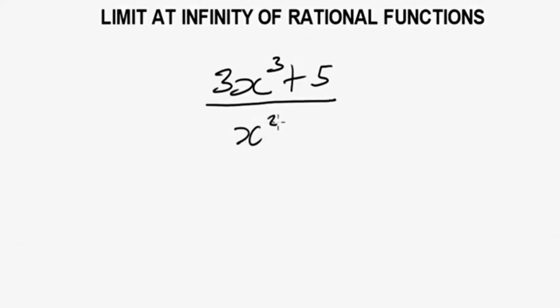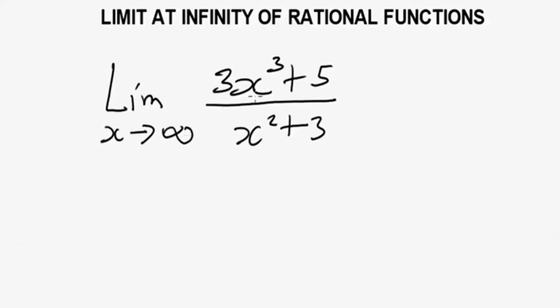There are three principles involving limit at infinity of rational functions, and I'm going to show you each of the three. For the first principle, let me show you this typical question. If we have a question like this, 3x cubed plus 5 over x squared plus 3, you may be asked to find the limit as x tends to infinity of this function.